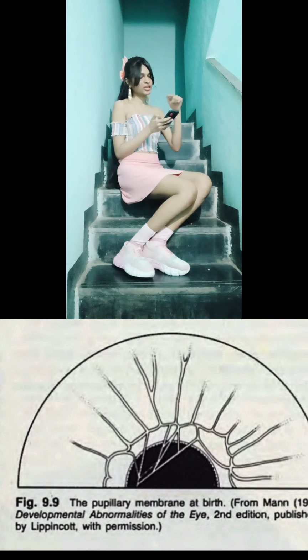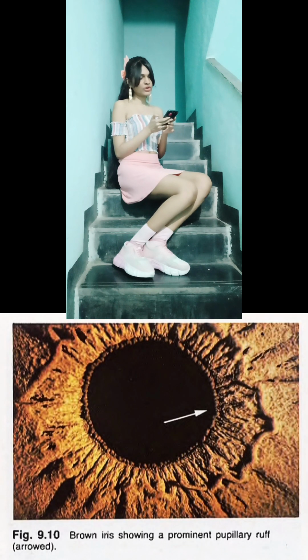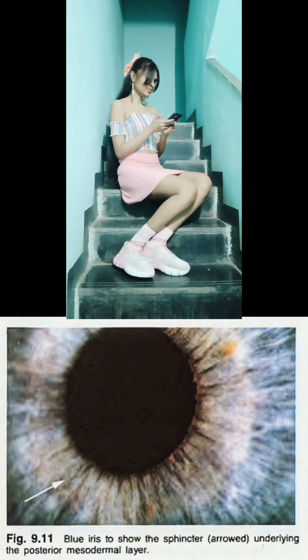These are the vessels in the pupillary area, we can see. Now figure 9.10, brown iris showing a prominent pupillary ruff, arrowhead. Here you can see the pupillary ruff. It's nothing but the extension of the posterior pigmented epithelial layer at the pupillary margin, but it doesn't extend onto the anterior surface of the iris, because when it does so, it is called iris ectropion. Figure 9.11, blue iris to show the sphincter, arrowhead, underlying the posterior mesodermal layer.